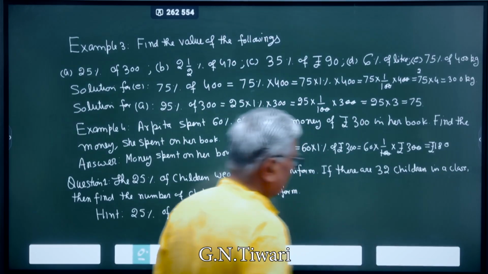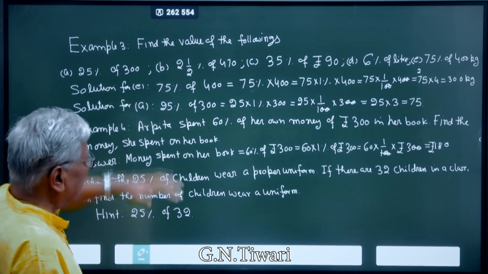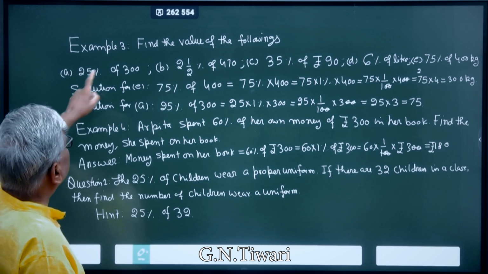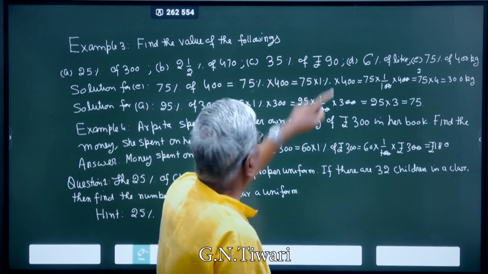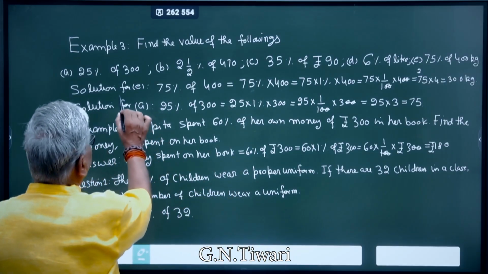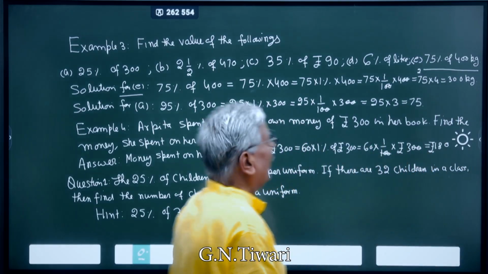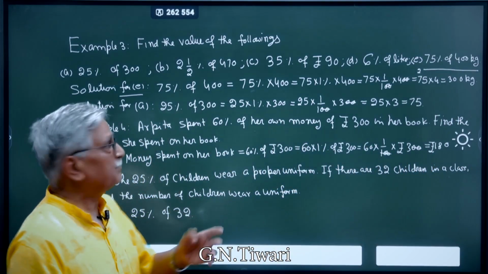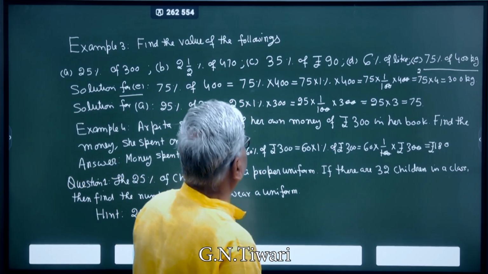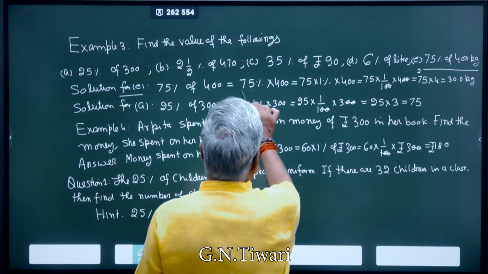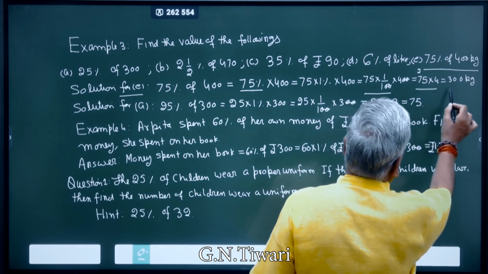Next. Now see, some values and questions are given here. 25% of 300, 2 and 1 by 2% of 400, 35% of this. I am just taking the solution for E. E question is here: 75% of 400. As I mentioned, of means multiply. So 75% of 400 is equal to 75% into 400. Now see, how can we write 75%? 75 into 1 by 100. Just cancel, it is 300 kg.